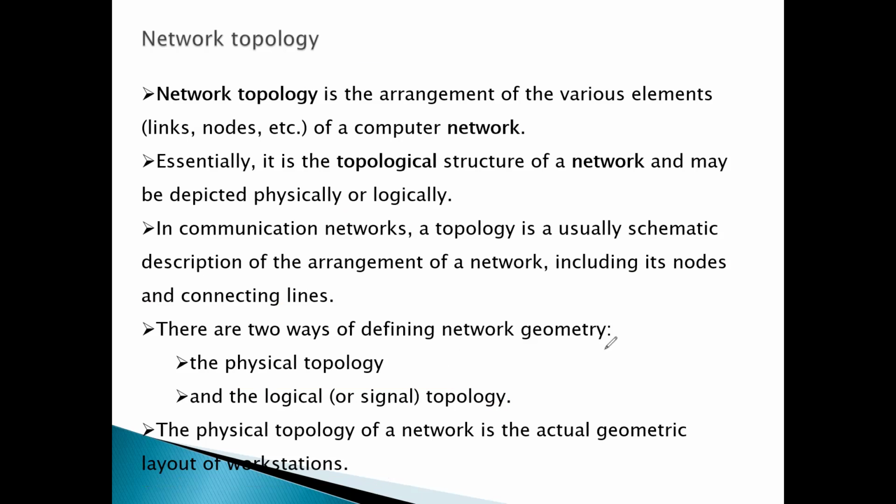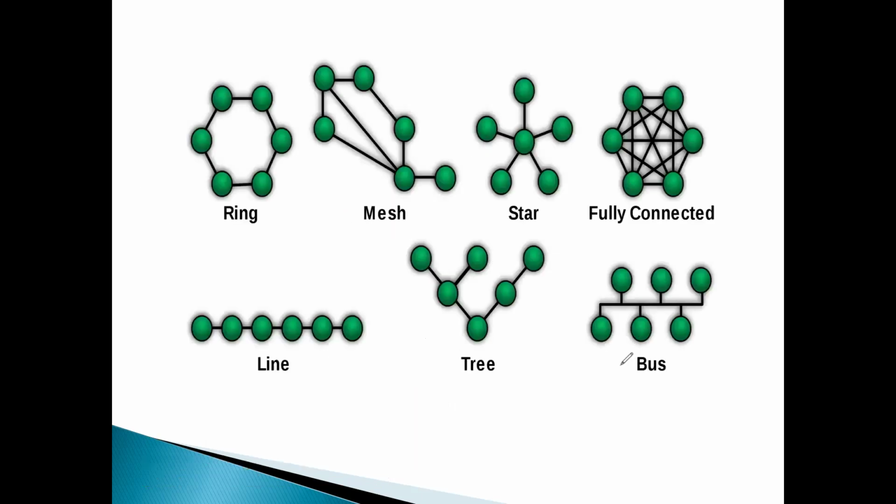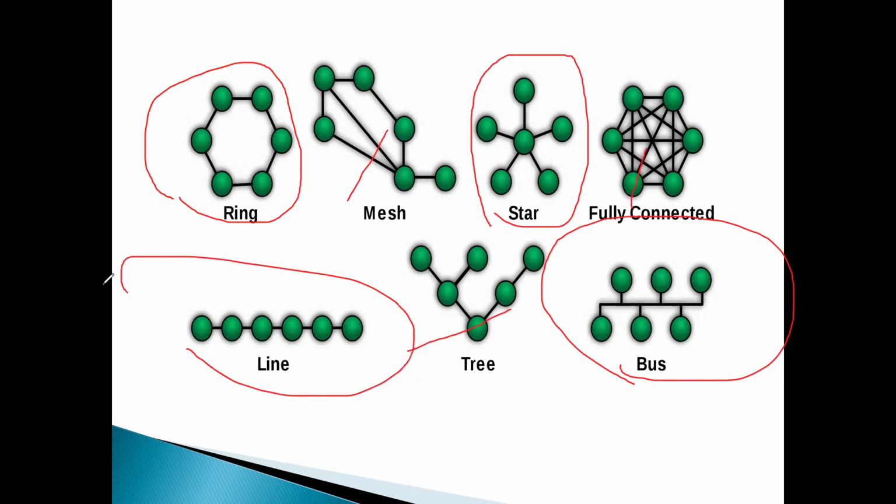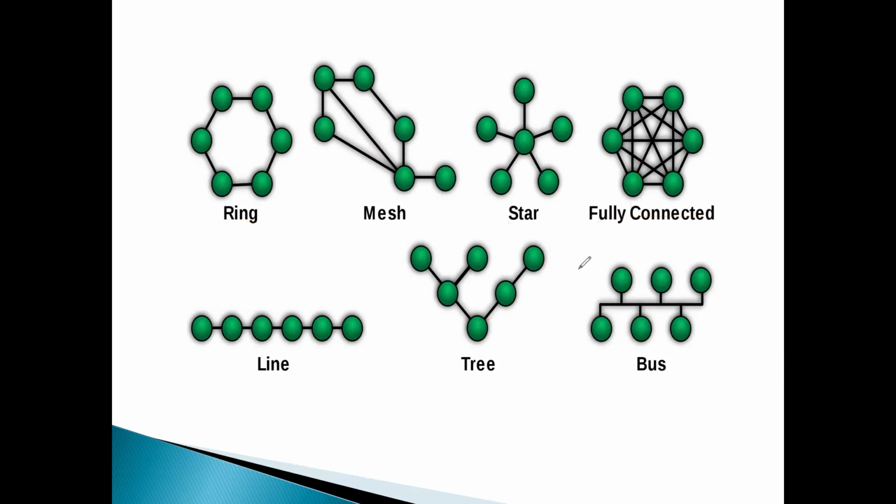There are three basic topologies. Number one is the bus topology. Second is the star topology. And third is the ring topology. These are the basic ones. The rest are extensions of these topologies, like tree topology, hybrid topology, fully connected, line topology. So this is bus topology. We'll discuss one by one.